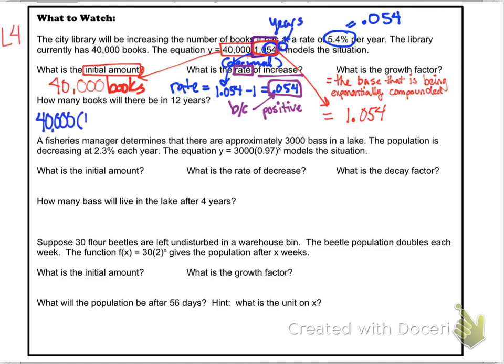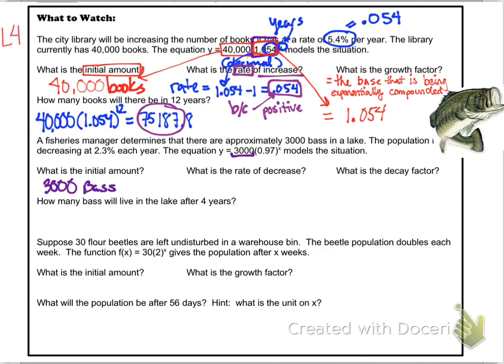And then after 12 years, X stands for time or number of compoundings. This is being compounded every year. So we plug in a 12 for X, solve, and get approximately 75,187 books. We would round down because it hasn't actually attained that last little decimal by the end of the year.